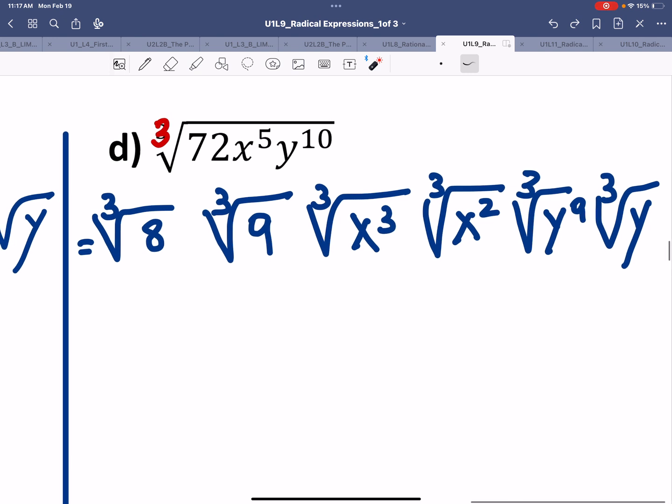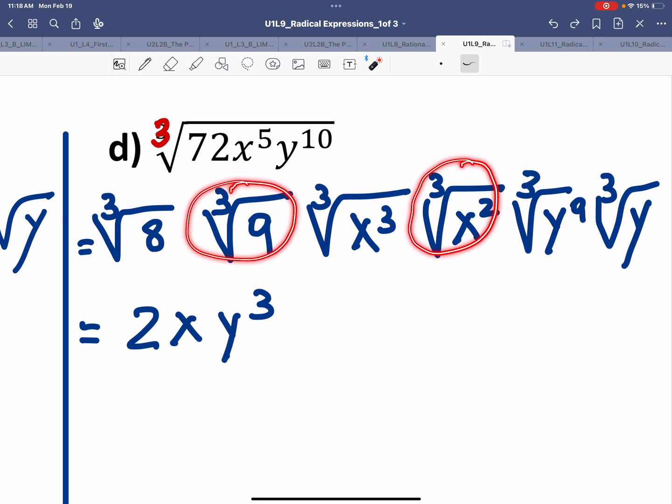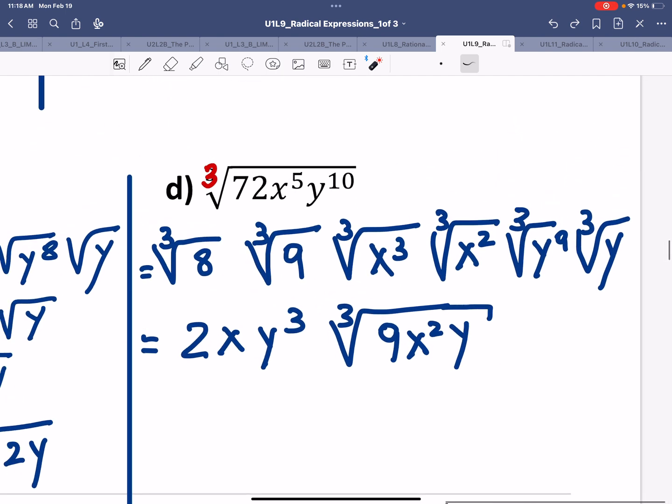So now let's clean up this expression. The third root of 8 is 2. The third root of x to the power of 3 is x. Then we have the third root of y to the power of 9, which is y to the power 3. So what are we left with? This number, the third root of 9. And then we have the third root of x squared and the third root of y. So they will join each other in the same radical as the third root of 9x squared y. And this would be the final answer. No need to simplify any further.